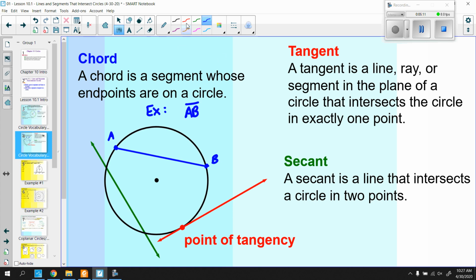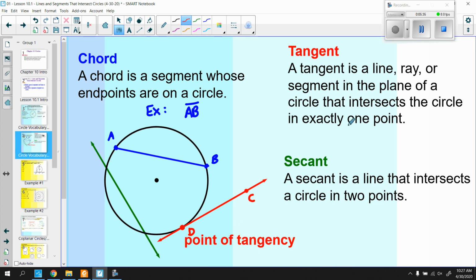Tangent, okay, let's switch over here to red. Tangent would be, I'm going to put another point out here. Let's call this DC or CD. So a line, ray, or a segment, basically any line portion, that intersects the circle just in one spot, which we call a point of tangency.